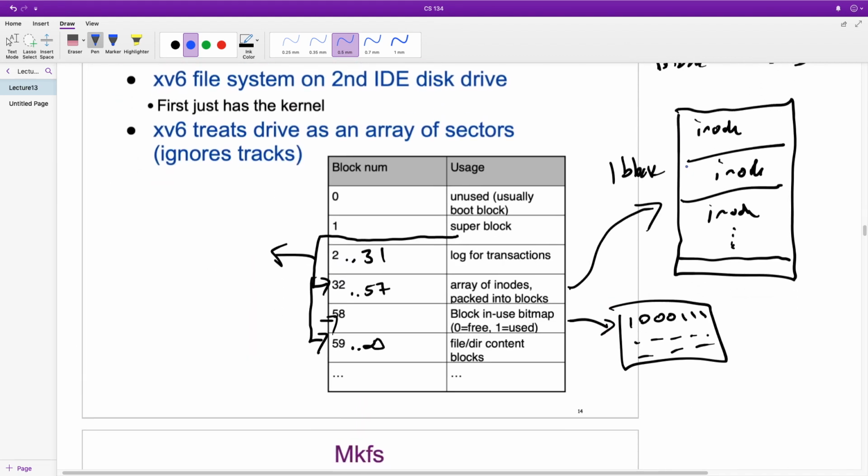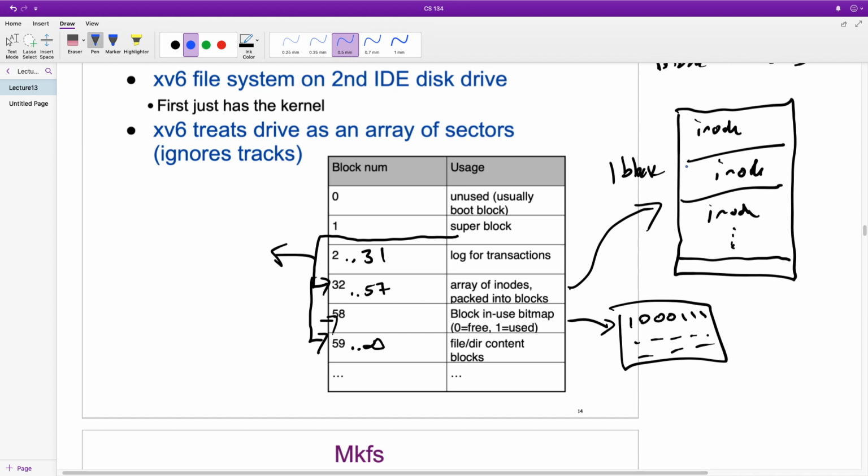organizes. So you remember here, the first block is unused, so that allows you to use a drive as a boot drive, and the BIOS wants the boot block as the first block, so we don't want to use it for the file system. So one is our super block that contains information about these other areas. The transactions is actually what we're going to talk about today, once we finish up what we last talked about.